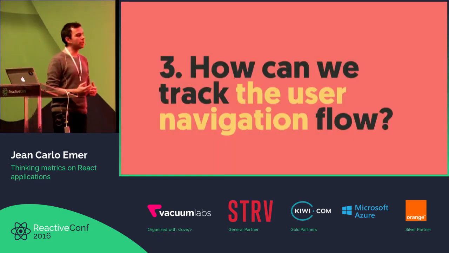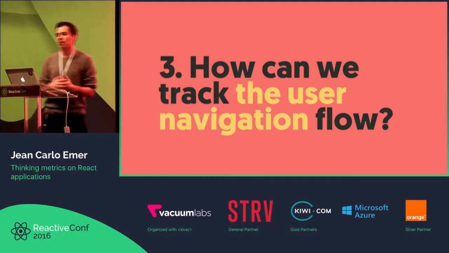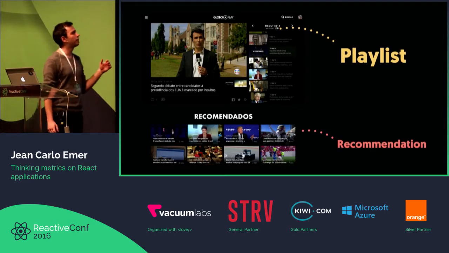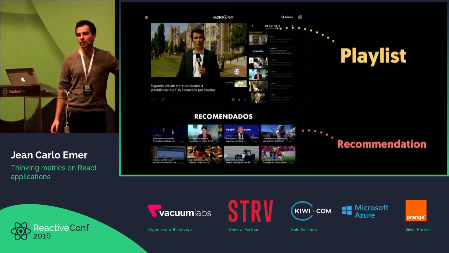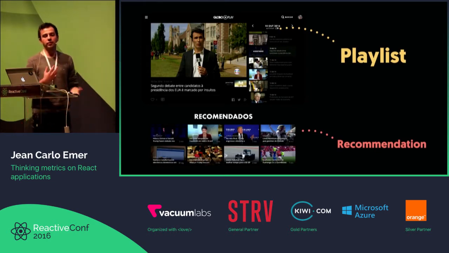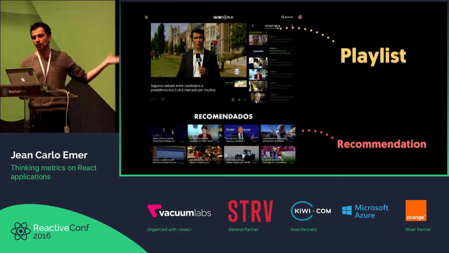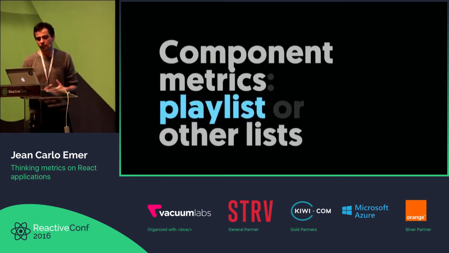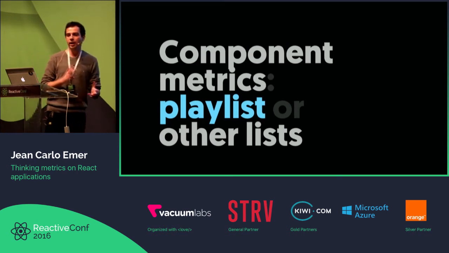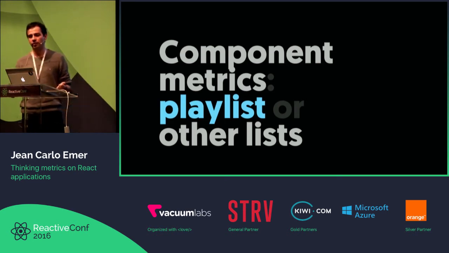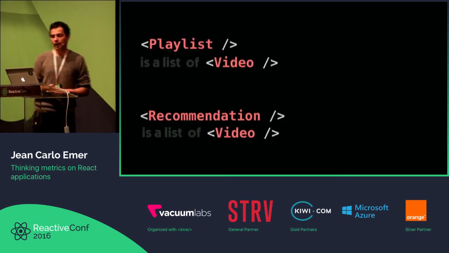Then we realized that we wanted to track the user flow, the navigation that the user accomplishes in the product. For example, we have a playlist and a recommendation list of videos. So we have to track whether the user clicked a video on the playlist or on the recommendations, for example. We have to deal with component metrics: how can we realize which component the user used to go to the next page?